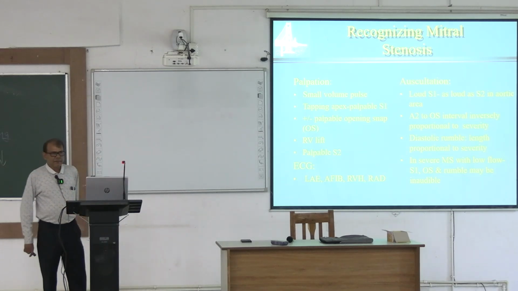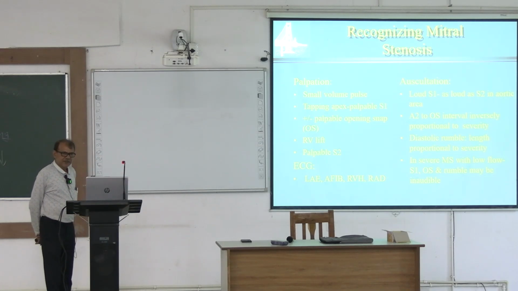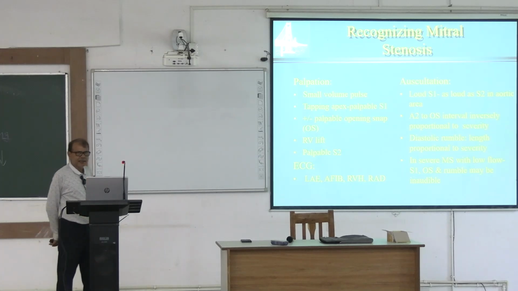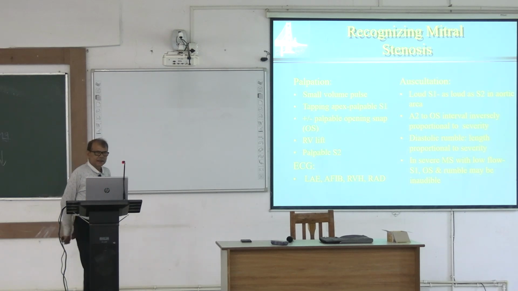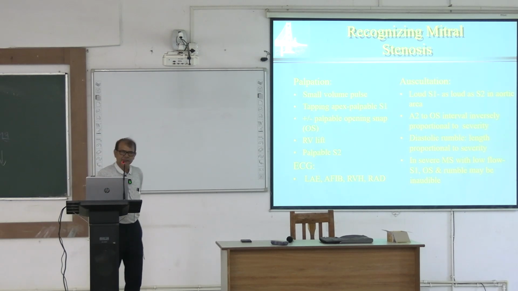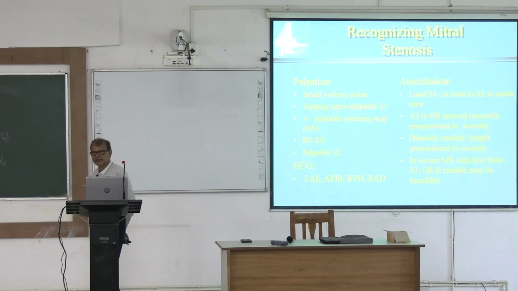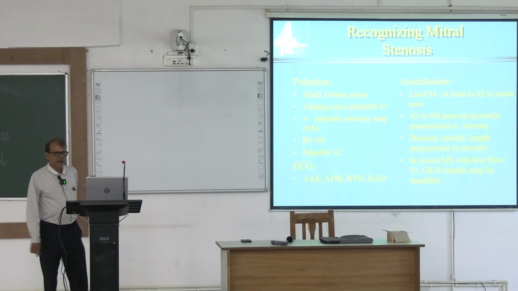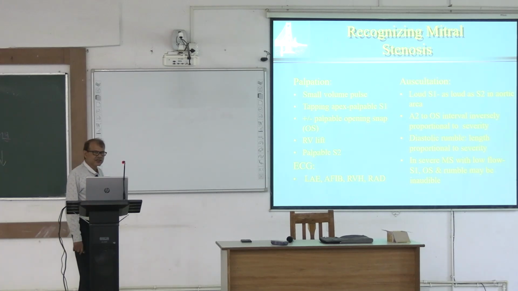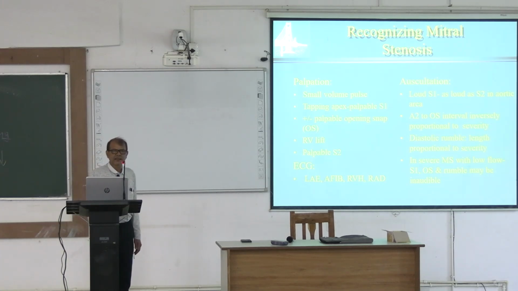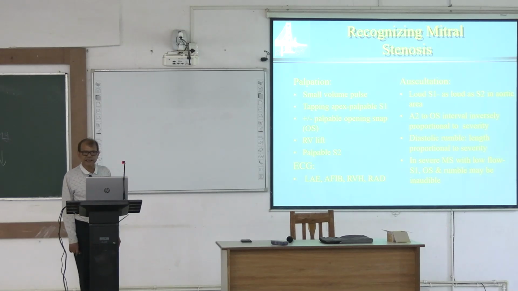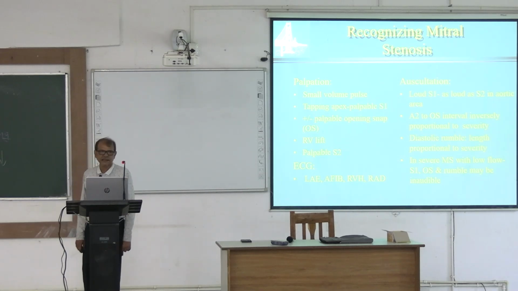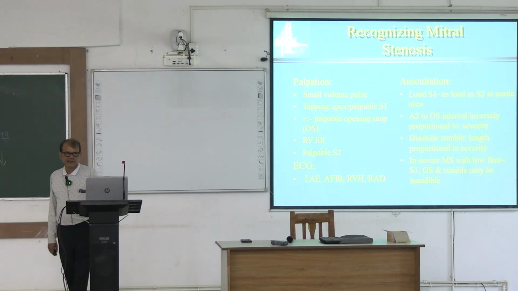Number one, murmur of tricuspid regurgitation, that is the pan-systolic murmur around the left parasternal border. Second, the murmur of pulmonary arterial hypertension, that is the Graham Steell murmur, a high-pitched blowing diastolic decrescendo murmur best heard at the right base or along the left parasternal border. These are the associated or accessory auscultatory findings of mitral stenosis.